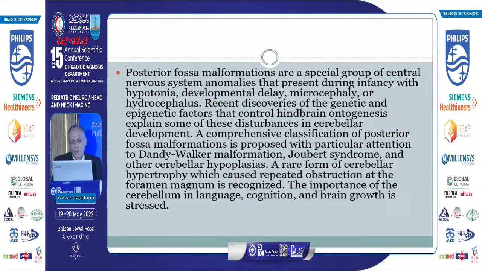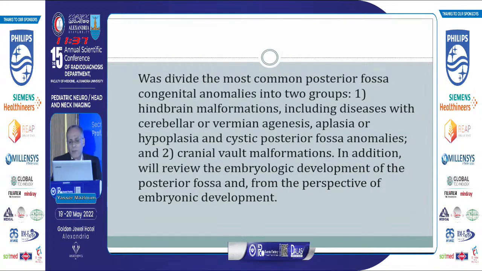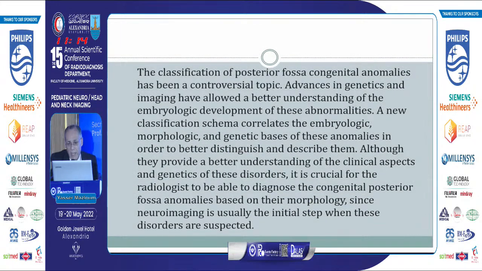A comprehensive classification of posterior fossa malformation is proposed, with particular attention to Dandy-Walker malformation, Joubert syndrome, and other cerebellar hypoplasia. A rare form of cerebellar hypertrophy caused by repeated obstruction at the foramen magnum is recognized. The importance of the cerebellum in language, cognition and brain growth is stressed. We divide the most common posterior fossa hindbrain malformations, including disease with cerebellar or vermian agenesis or hypoplasia, or cystic posterior fossa malformation, and cranial fold malformation, in addition to the view of embryologic development of the posterior fossa. The classification of posterior fossa congenital anomalies has been a controversial topic.